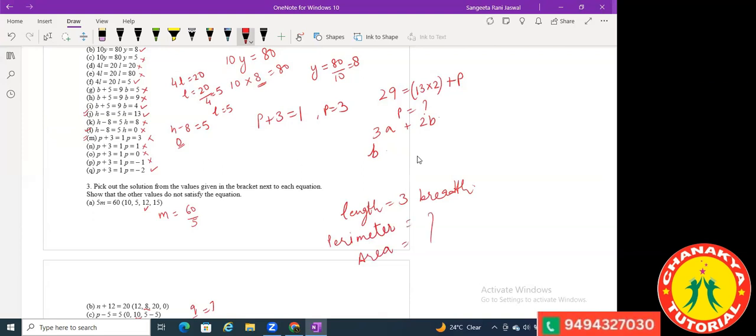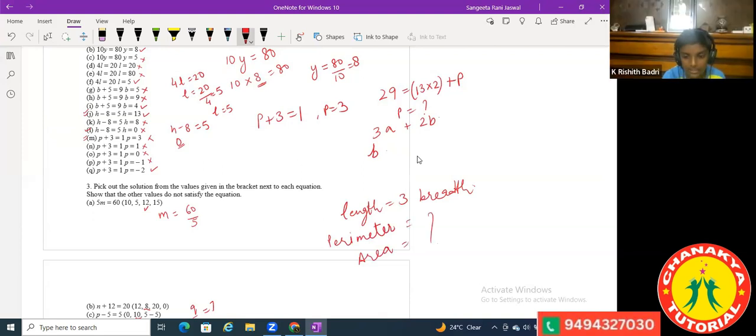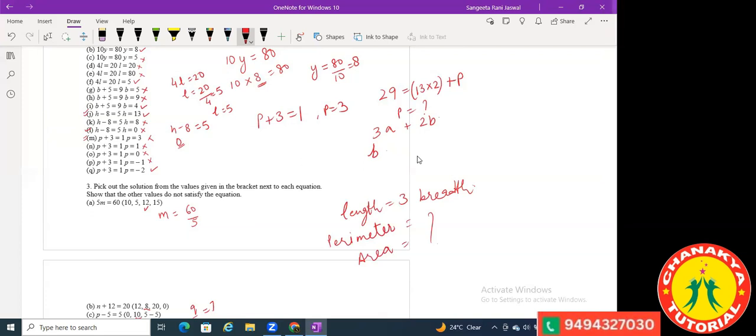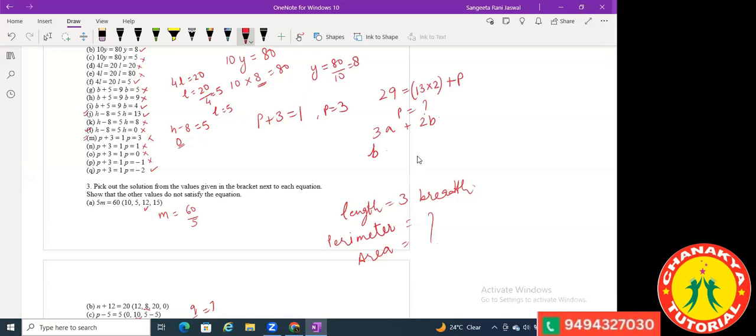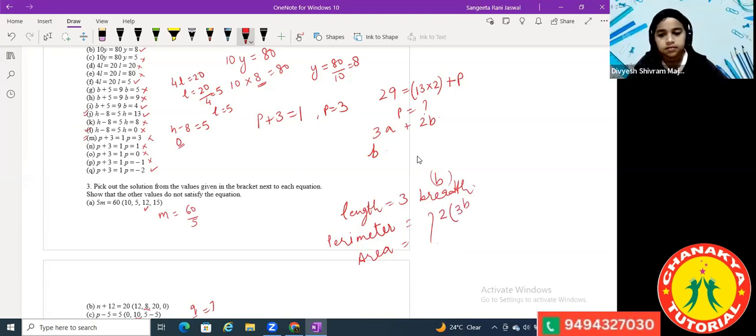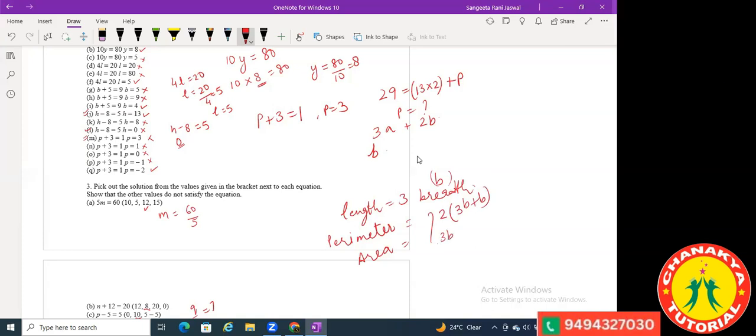Ma'am, perimeter is 2 into 3b plus b, and area is 3b into b. Yes, if I've taken breadth as b, my length becomes 3b. So perimeter is 2 into 3b plus b, and area is 3b into b. Okay.